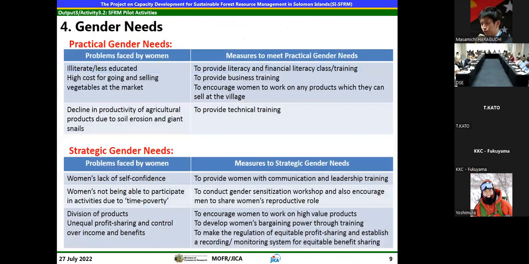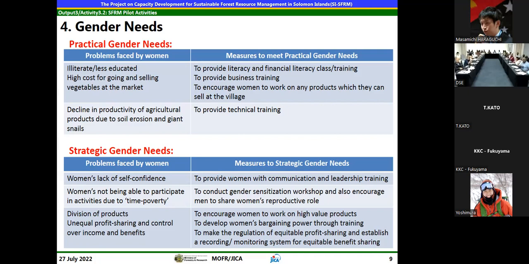Okay, so practical gender needs here. Some programs when we currently finish, women are not educated too much. There is a high cost for vegetables, because for example, community members have to come by truck and live far away. Especially at the post market, customers have to come out a long way, and it is very costly as well.